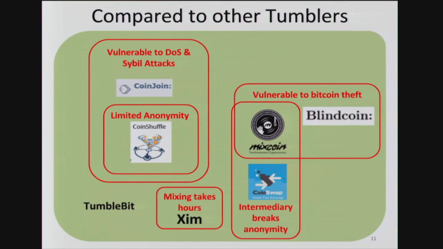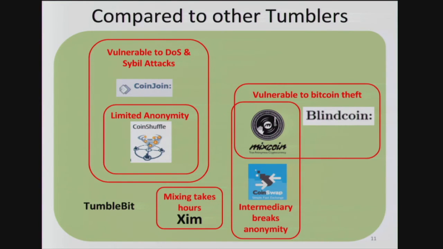So to solve the anonymity problem, a number of schemes have been proposed, schemes that propose new cryptocurrencies like Zcash or Monero, and schemes that are Bitcoin compatible, which are like mixers. So BlindCoin is vulnerable to Bitcoin theft, while CoinSwap can break anonymity.